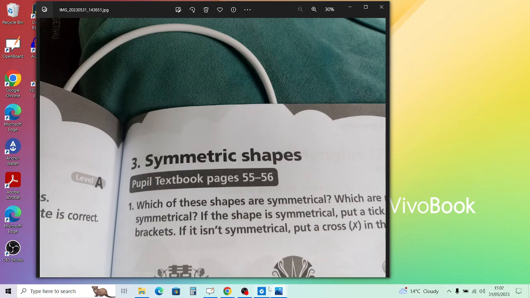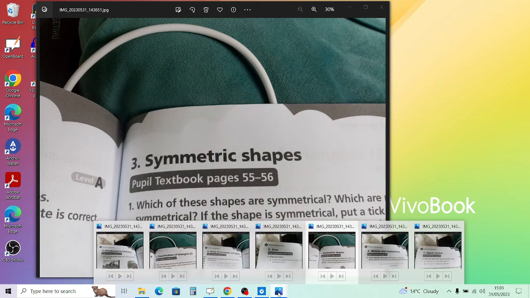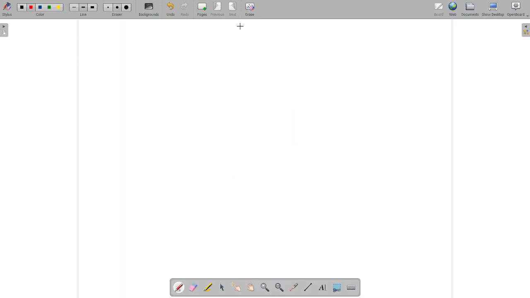And then moving on to 4, and this is called classification of triangles. So we have done some of this, and I believe they're just adding to this, so we can cover this. Look at the shapes below, read the description, write the number of shapes. So okay, they just want to know about right angle, acute angle, obtuse angle, isosceles triangle and equilateral triangle. So we have covered some of this before. So a triangle has to have three straight sides that are connected to each other.